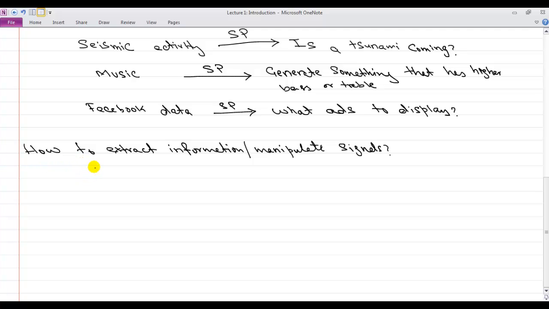Now, it completely depends upon, it's a very, very subjective question. It depends upon the type of signal that you have and the desired information that you are after. And that is why you will hear in the signal processing world, people will actually become specialized in certain applications.